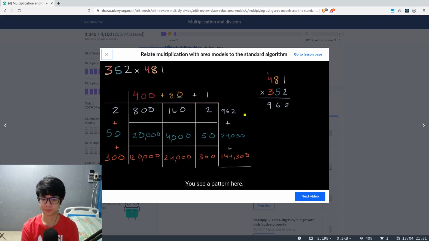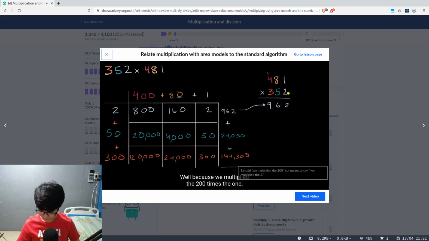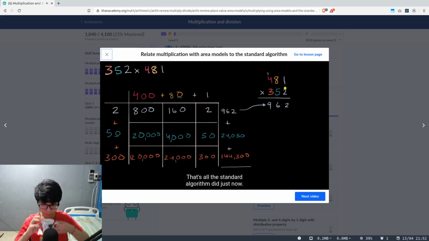Do you see a pattern here? This 962 is the exact same thing as that 962 right there. Why? Well, because we multiplied the 200 times the 1, the 80, and the 400. We saw that over here, and then we just added them all together to be 962. That's all the standard algorithm did just now.